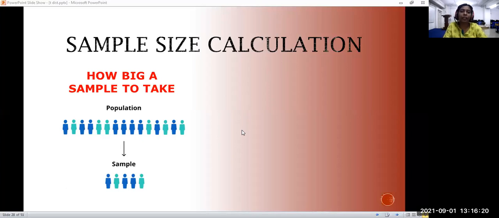Basically, if all the other values are known, for example, the population mean, the standard deviation, and the margin of error, then how do you decide what your sample size n should be? So for calculating that n value, we will see how we can do that in Excel today.